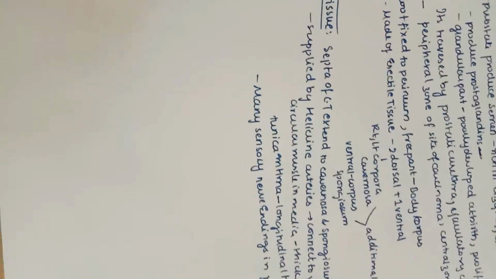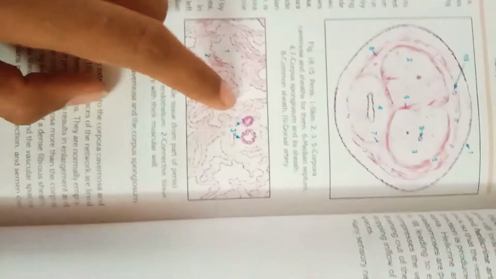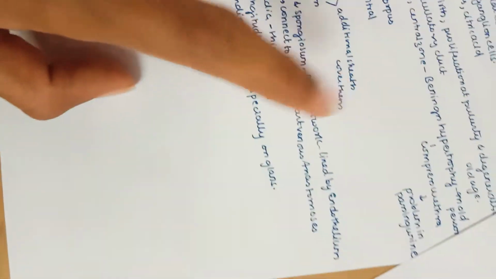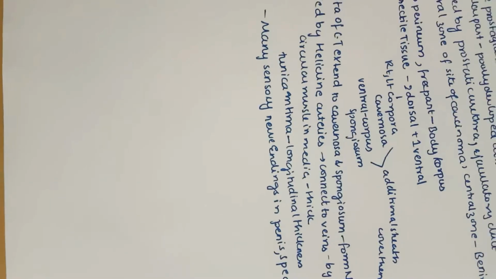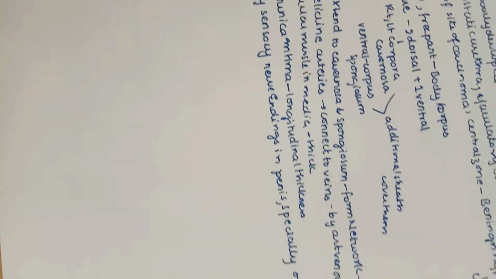So what is erectile tissue? The septa of connective tissue extend into the cavernosa and spongiosum, forming a network. It is mainly lined by endothelium, as we discussed. It is supplied by the helicine arteries, which are connected to the veins by arteriovenous anastomoses. The circular muscles in the media are very thick, and the tunica intima mainly contains longitudinal thickening. There are many sensory nerve endings in the penis, especially on the glans. So this is all about the histology of the male reproductive system.